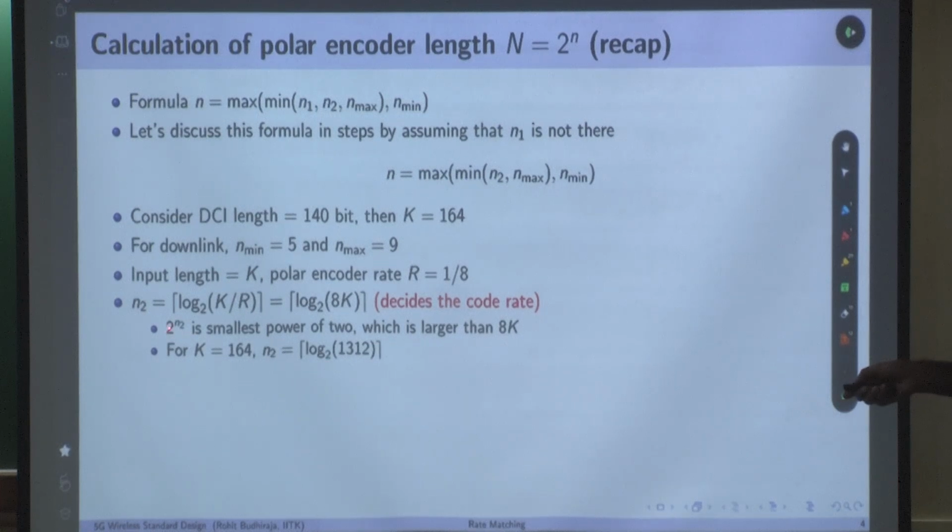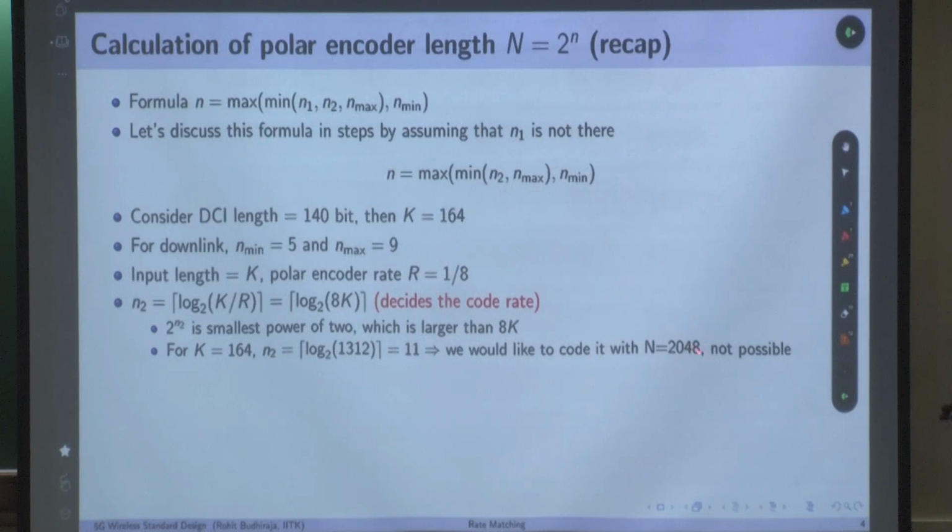2 power N2, where N2 comes out to be 11, which is 2048, is the smallest power of 2 that is larger than 8K. That's how it comes out. Now, if N2 comes out to be this, and we want the code rate to be 1 by 8, then we would like to code it with n equal to 2048 bits.